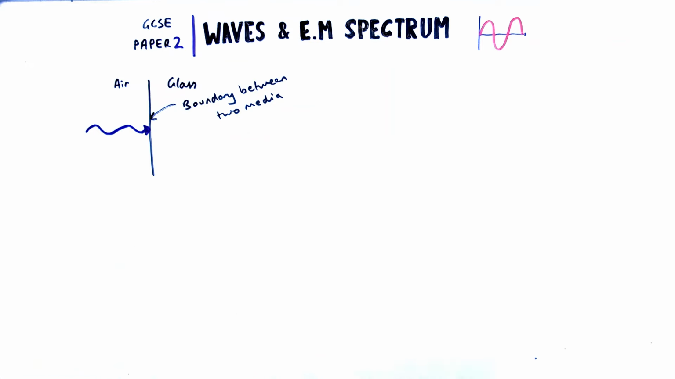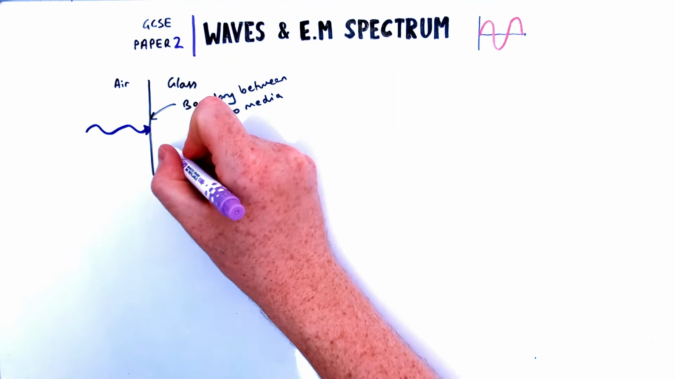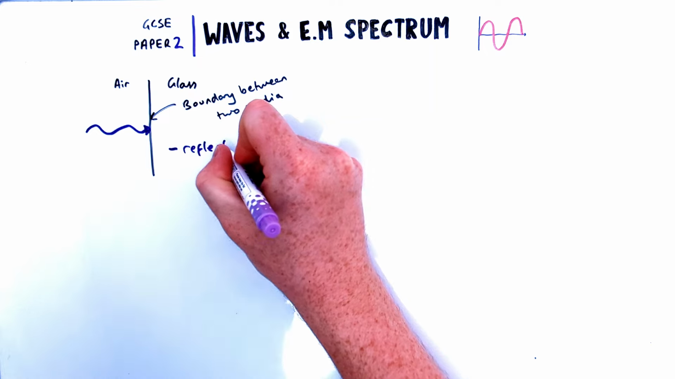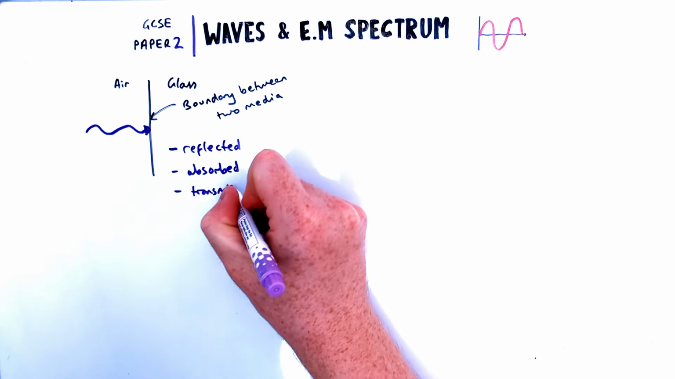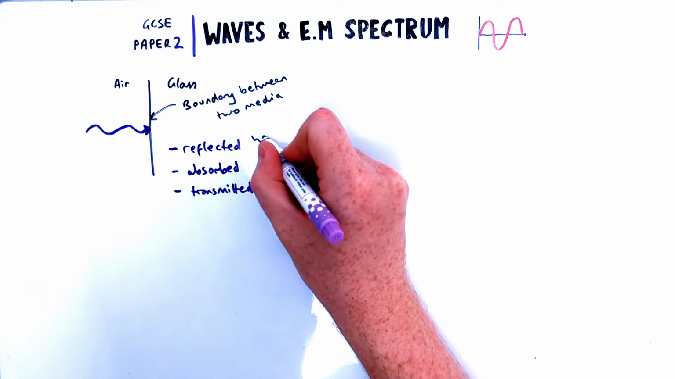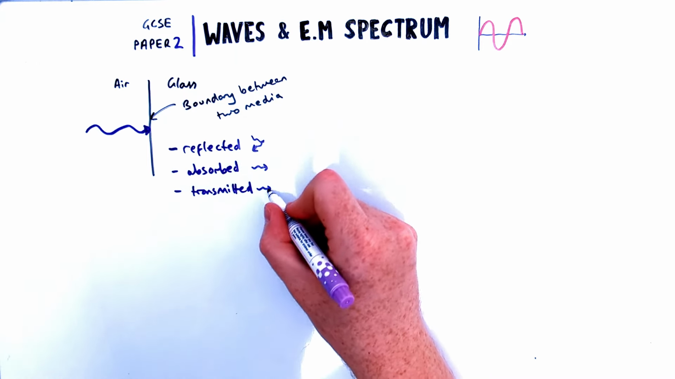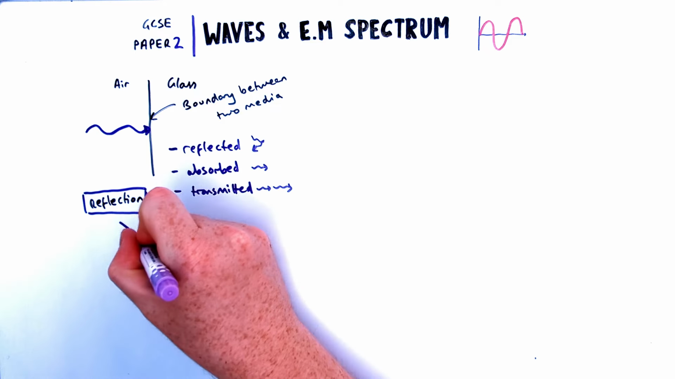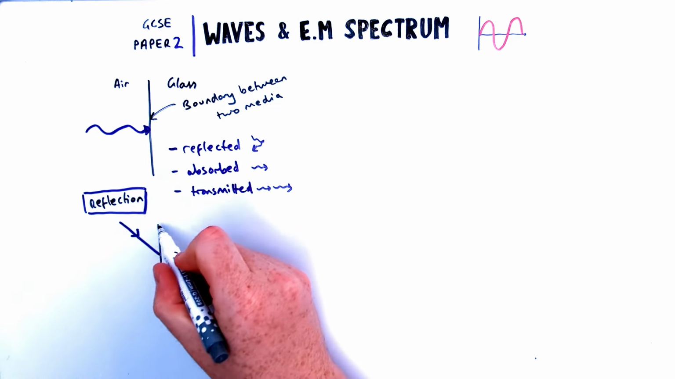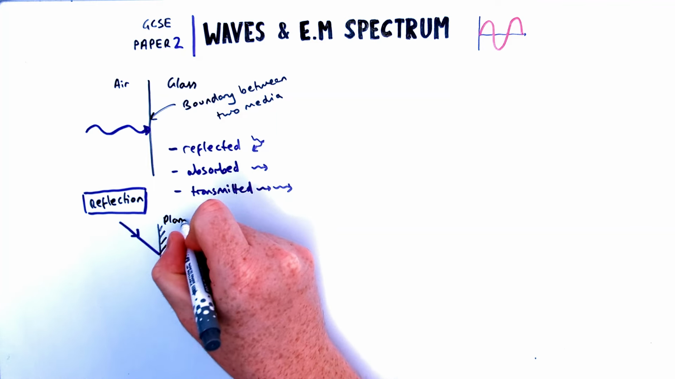So in an example of when a wave travels from air to glass, the wave could be reflected, it could be absorbed, or it could be transmitted, or more likely a combination of any of these things. So let's look at the first one then, to look at what happens when a wave gets reflected from a surface. So in the example of light, the most common surface it's going to reflect from is a mirror.